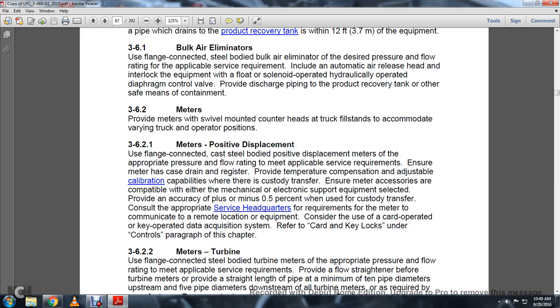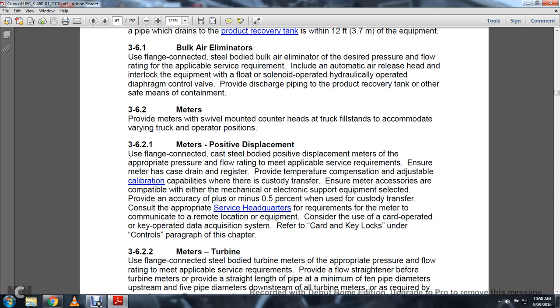Ensure the meter has the drain and register, and provides the temperature compensation and adjustment with the calibration capabilities where the custody is transferred. Each of the meter accessories is compatible with either the mechanical or electronic support equipment selected, provided with accuracy of plus or minus 0.5% when used in custody transfer.